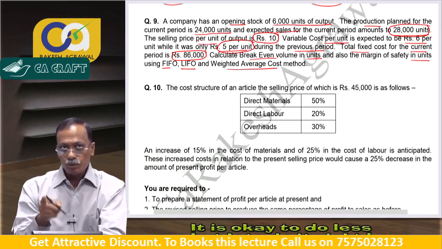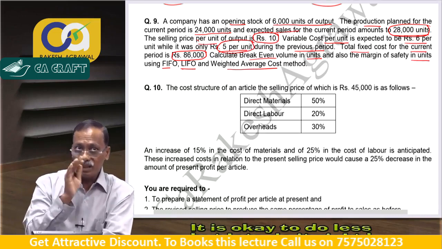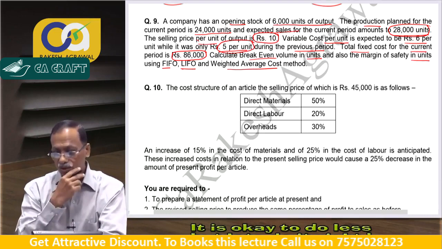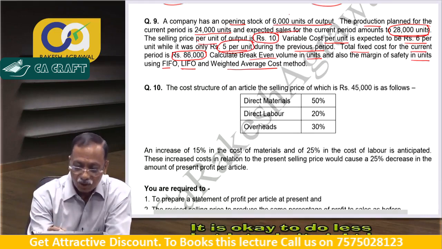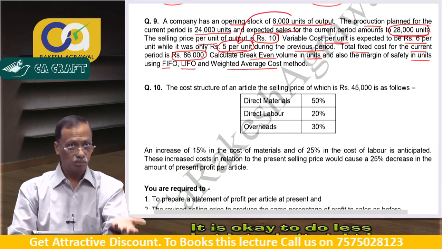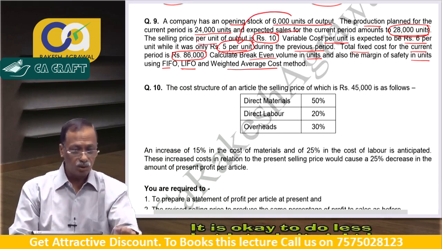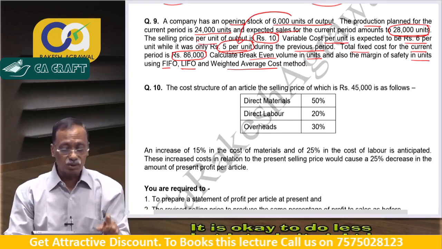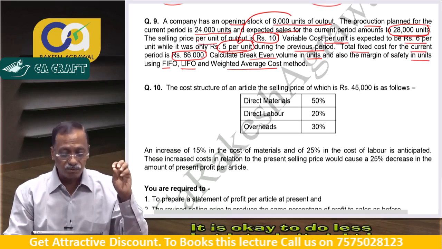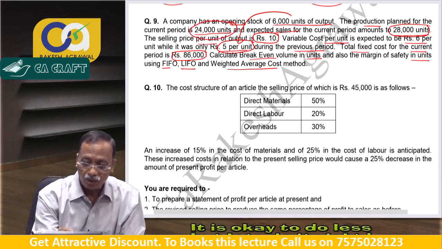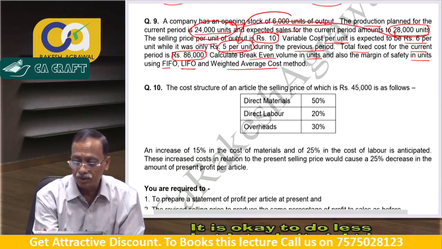And the goods produced last year but remaining unsold are carried to the current period. That will become opening stock. It means this opening stock of 6,000 units was produced last year, remained unsold, and carried to the current year. So 6,000 units of opening stock have a variable cost of 5 rupees, and the current production of 24,000 units will have a variable cost of 6 rupees per unit.